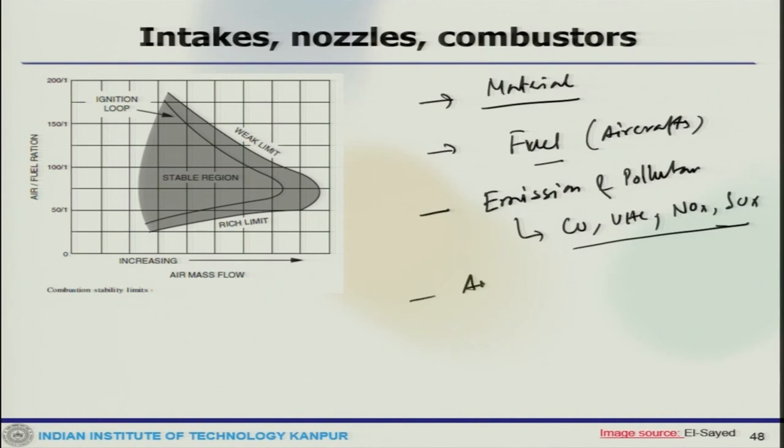Then finally, you can have an afterburner, which has a different kind of fuel injector and different kinds of flame holders, because this is used in military applications where you use an extra, second round of burning. So these are the important things one needs to take into account while designing the combustion chamber. We'll stop here and continue the discussion on the nozzle and other things in the next class.